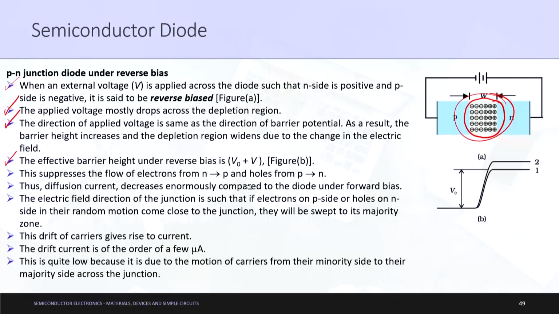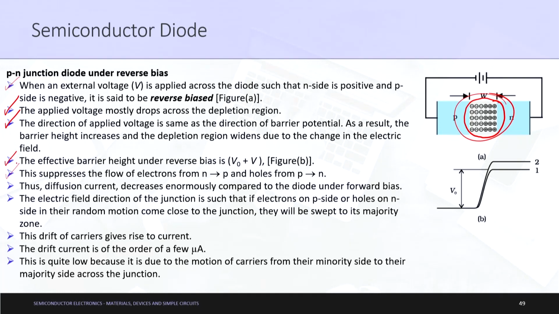The second thing is that the external applied voltage in a forward bias is opposite to the barrier potential, but in the reverse bias, the applied voltage and the barrier potential are in the same direction. The third thing is that the barrier height reduces in forward bias, equal to V naught minus V, and the barrier height increases in reverse bias, which is V naught plus V.